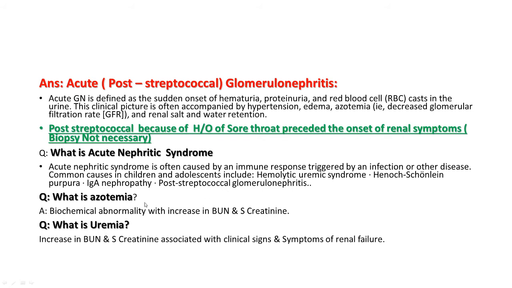Here our patient did have increased BUN and serum creatinine. That is the definition of azotemia. So azotemia is a biochemical abnormality with increase in BUN and serum creatinine. Whereas you have to be able to differentiate azotemia from uremia, because even in uremia you do get increase in BUN and serum creatinine, but it is associated with clinical signs and symptoms of renal failure where the whole system is involved along with the metabolic and endocrinological abnormalities observed.